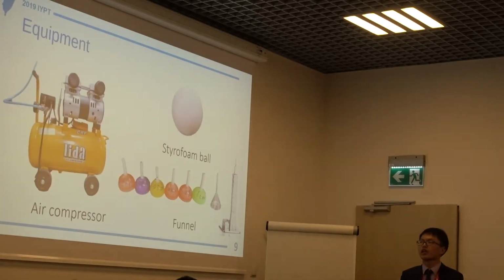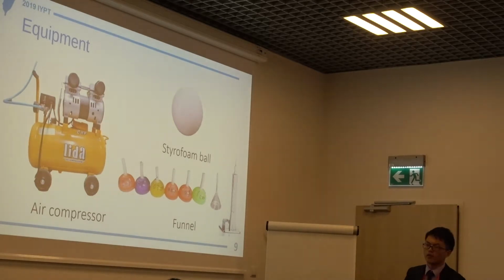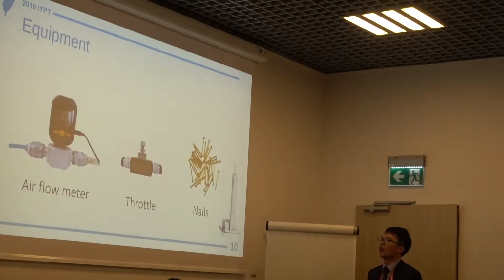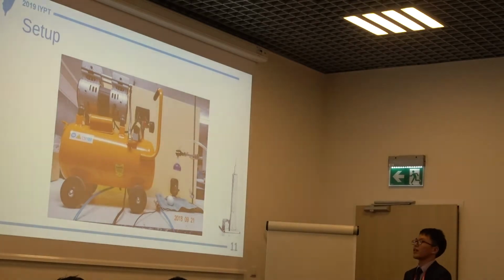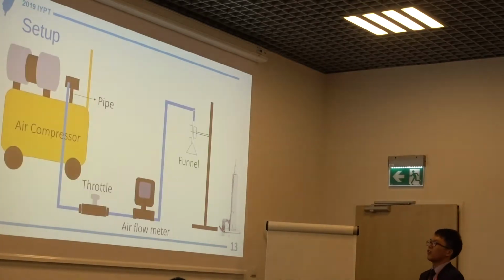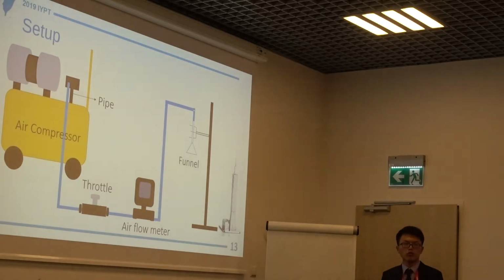So here is the equipment that we use in our experiment. First, an air compressor is used to supply air to the funnel, and we are using a styrofoam bulb and also a funnel. We have a spherical shaped funnel and a conical shaped funnel. We're also using an air flow meter to determine the flow rate, and a throttle to control the flow rate. And we are using nuts to add weight to the styrofoam bulb. And here is an exact picture of our setup. First, we are using a compressor which is connected by pipe to the throttle, the air flow meter and the funnel. So the experiment method is, first, make the flow rate big enough for the ball to be picked up.